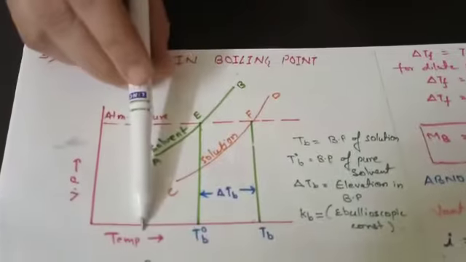Boiling point of solution is always greater than that of the solvent. The reason behind is that the boiling point of solution is higher because its vapor pressure is less than that of the solvent. Now coming to the topic elevation in boiling point, I have plotted a graph between temperature and vapor pressure.